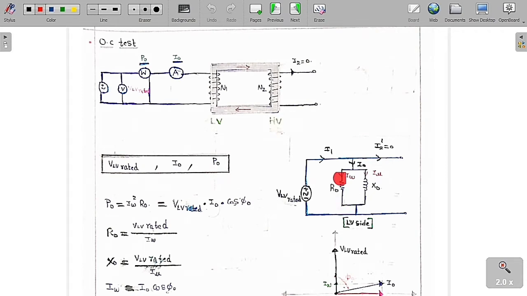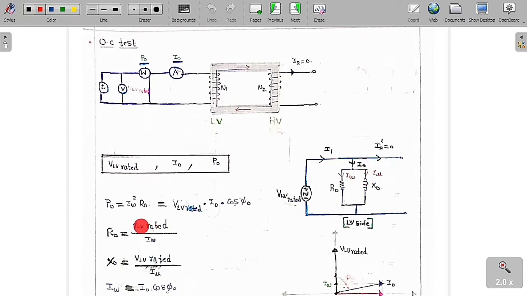As we can see clearly, this is the equivalent circuit diagram of a transformer. As the secondary is open circuited, I2 is 0, so I2 dash is also equal to 0. So this is open circuit. Only the shunt branch is going to be present now, and this is R0 and this is X0. For X0 you can also use XM. And this is IW and this is I mu and this is I0 and this is I1. So I1 is equal to I0 in this condition.